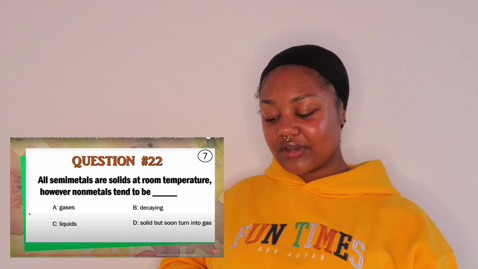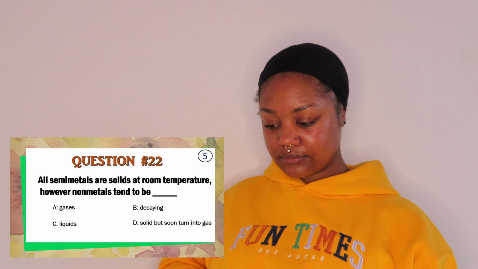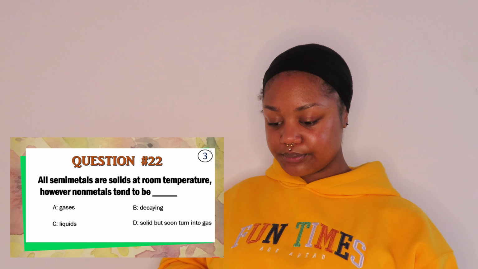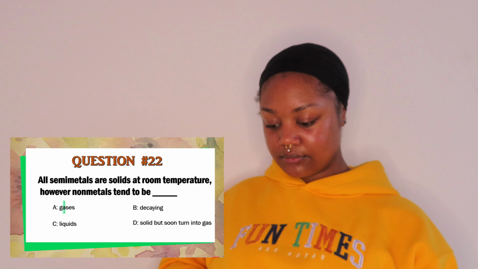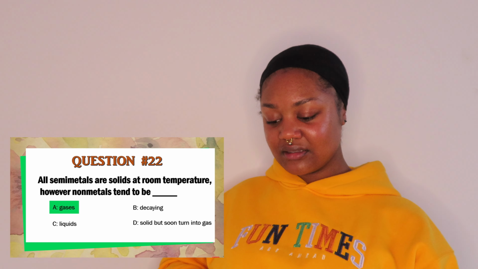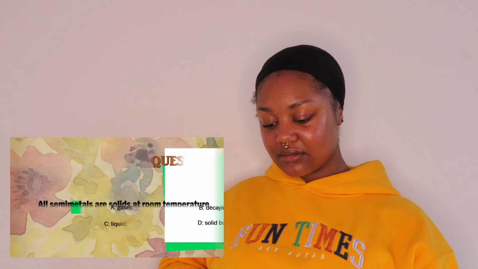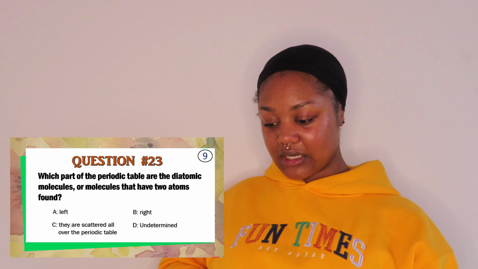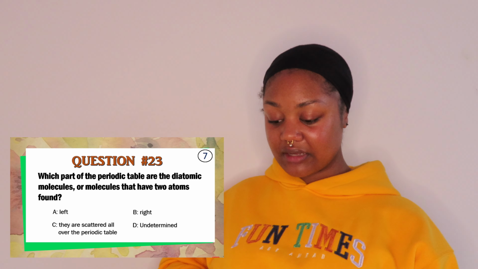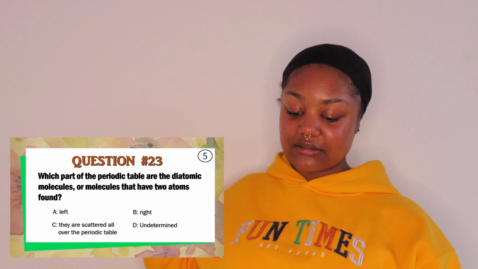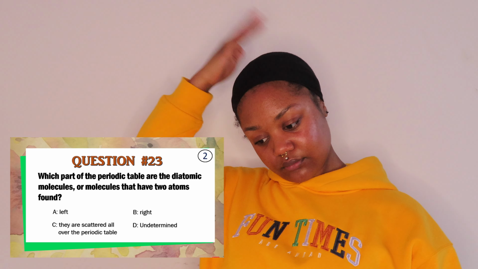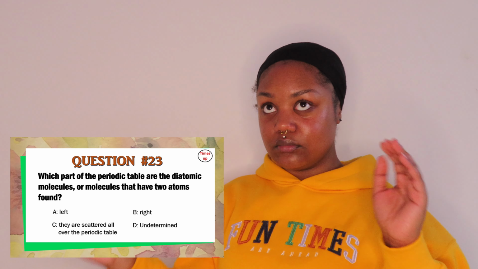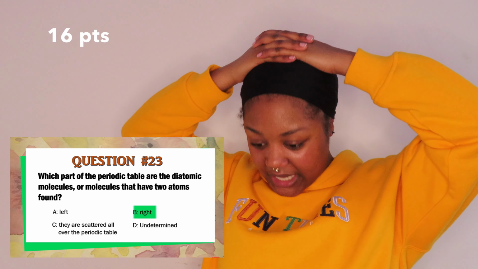I don't even know. I don't even understand the question. Is it D? Gases. D. Liquid. D. Gases? Which part of the periodic table are the diatomic molecules, or molecules that have two atoms? It's the right. It's the right. I knew it.